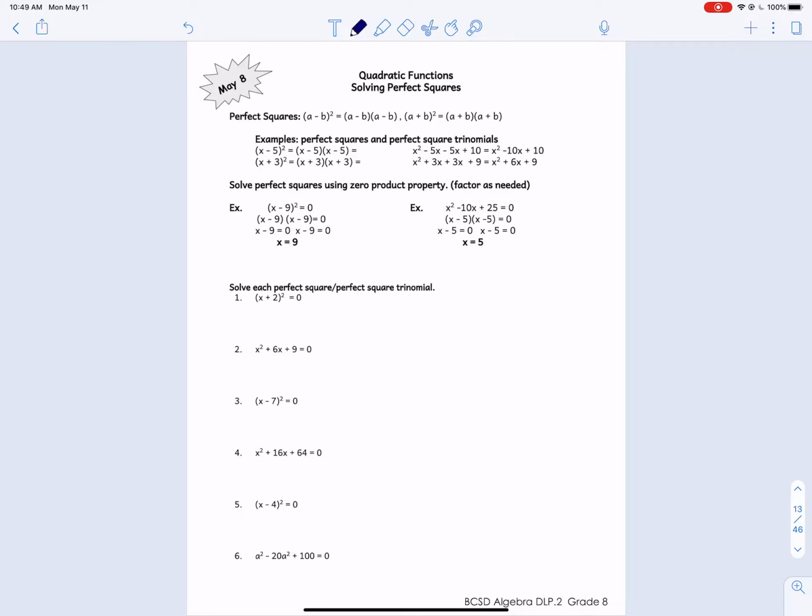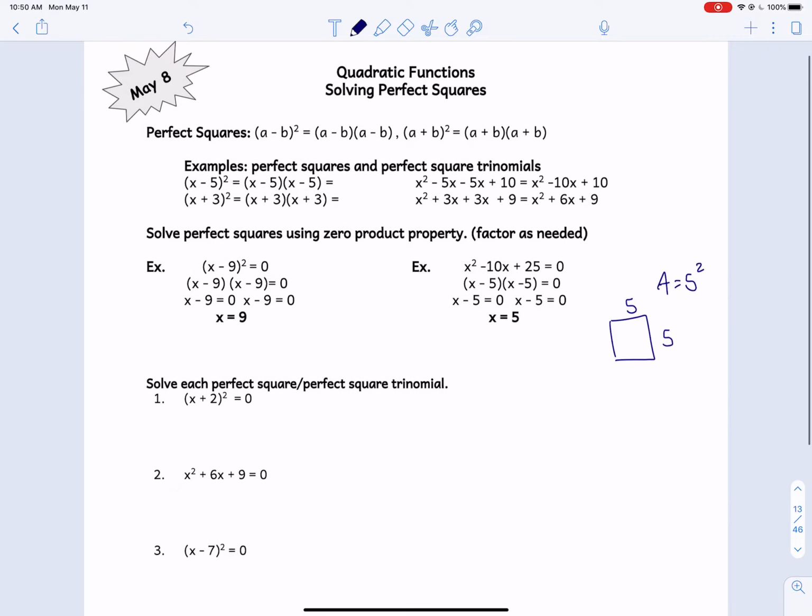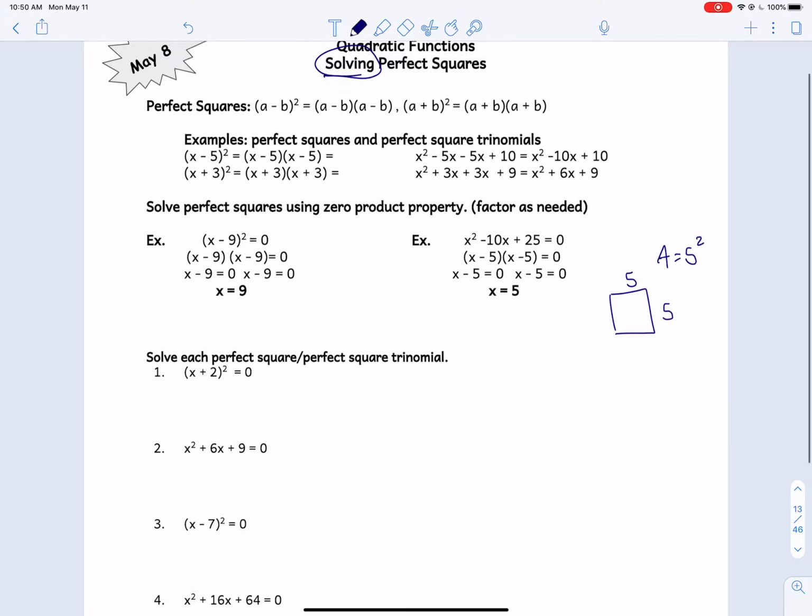Okay, so here we have perfect squares this time. So there's some examples at the top, and a perfect square is like an actual square where the sides are the same. So then the area would be side squared, or 5 squared. So the same number times itself. But in this case, we have a binomial times itself. Okay, so let's take a look. We're just going to solve. Okay, that's our goal, solving. So don't do any more work than is necessary.